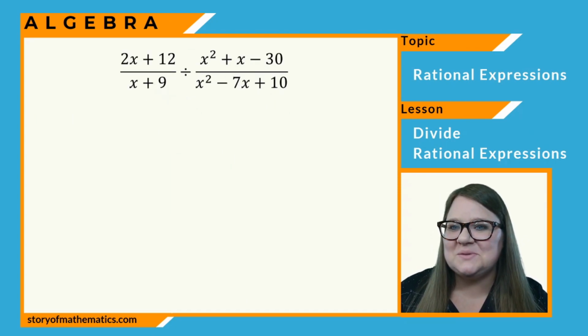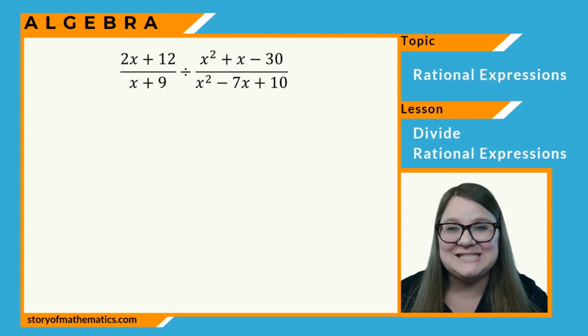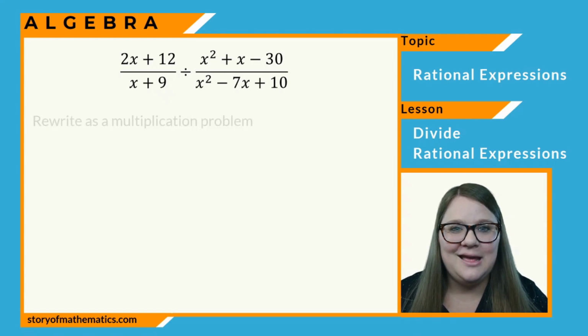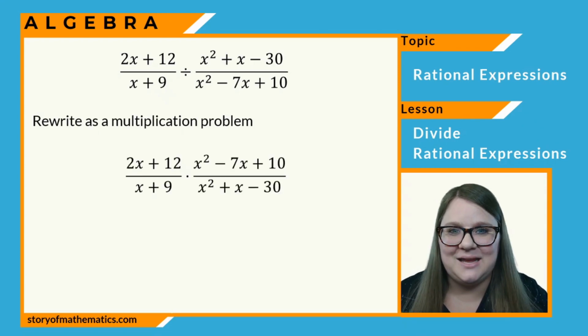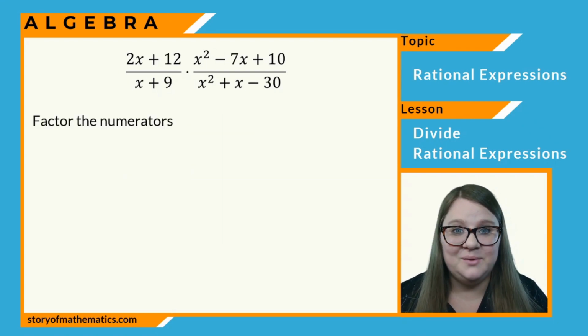Let's take a look at another example. This one is 2x plus 12 over x plus 9 divided by x squared plus x minus 30 over x squared minus 7x plus 10. I'll rewrite it as a multiplication problem by switching to multiplication in the middle and flipping the second fraction. Then I'll want to go ahead and factor out my numerators.